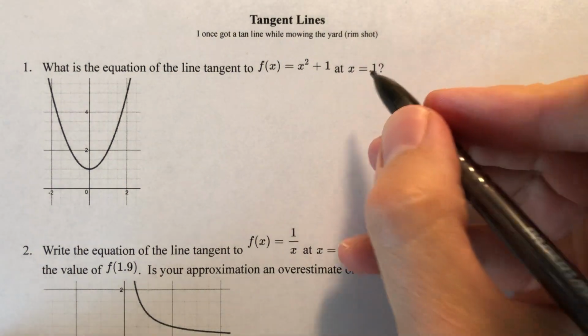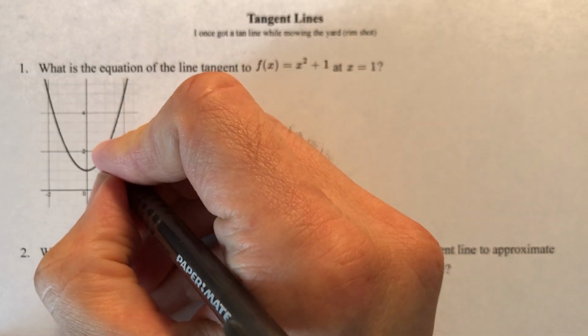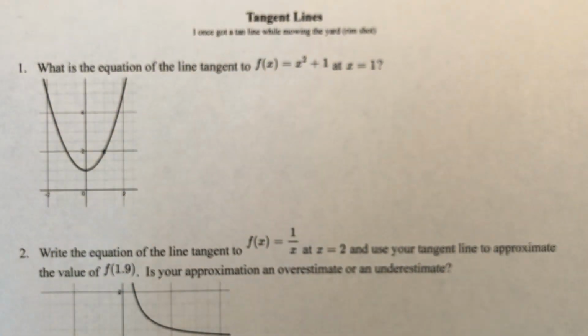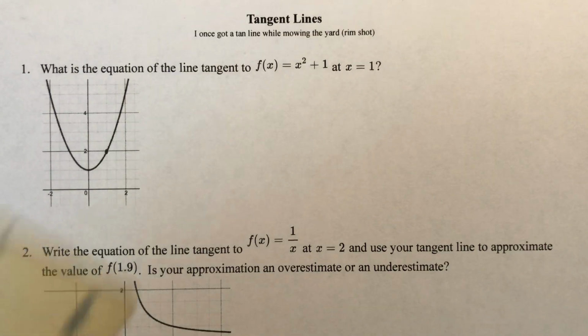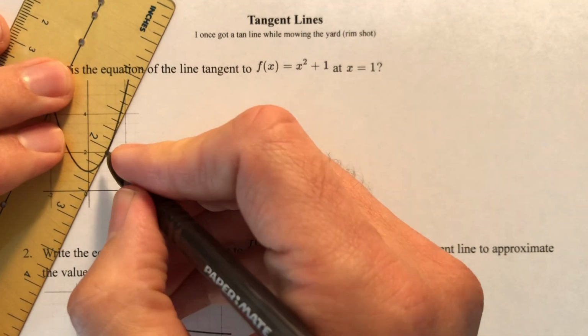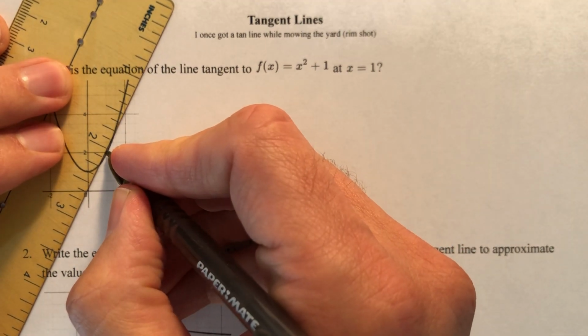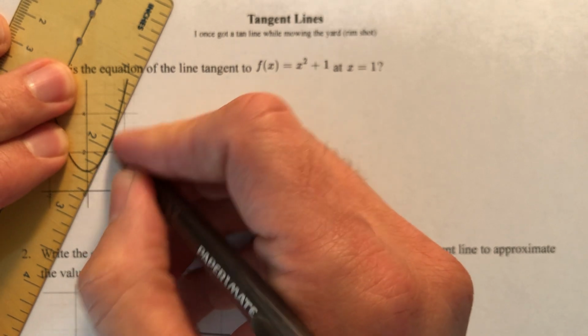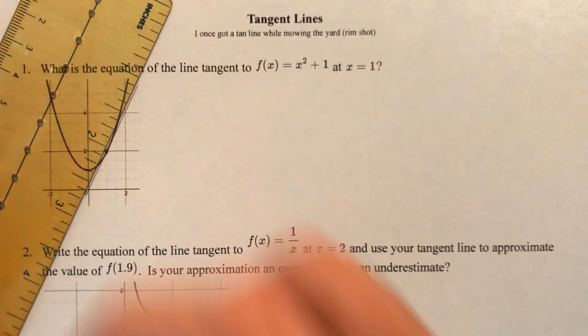And we're going to put a point on the function at 1. And we're going to draw a tangent line. And that tangent line is going to represent the slope. And knowing the answer, I'm going to go ahead and just do it. There it is right there.